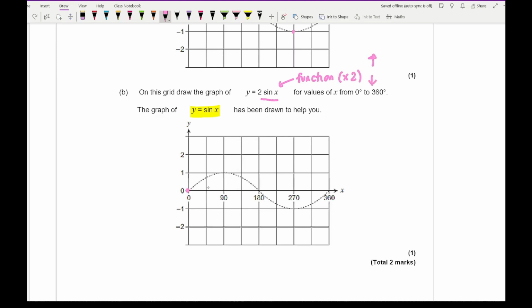Again, if I pick the key points of the original curve, which I've just done in pink, this time I'm going to stretch them so they're twice as big, or basically multiply the y ordinates by 2. So 0 times 2 is 0, 1 times 2 is 2, that's 0, then minus 1 times 2 is minus 2, and then I've got 0. So this graph becomes something like this. As you can see, I've stretched it out going in a vertical direction.